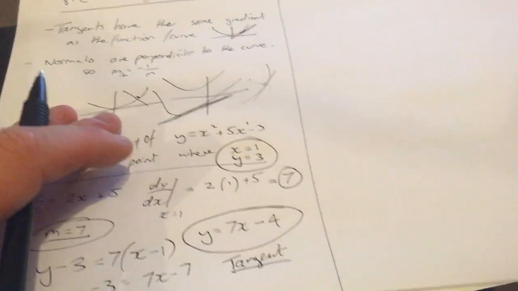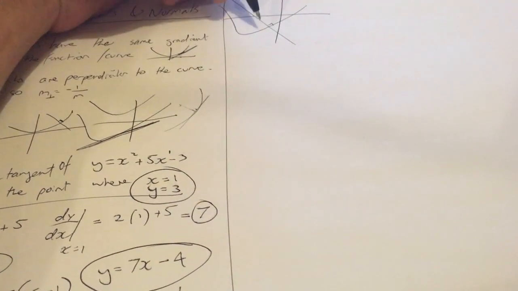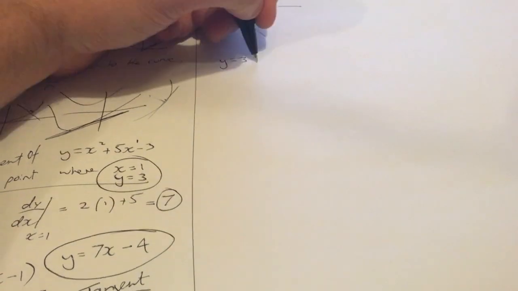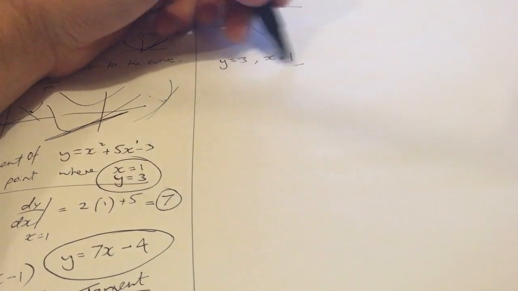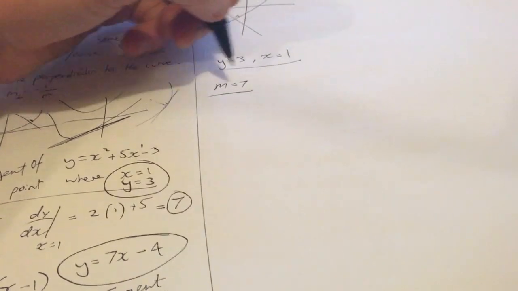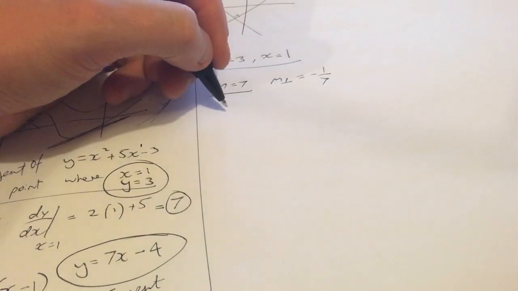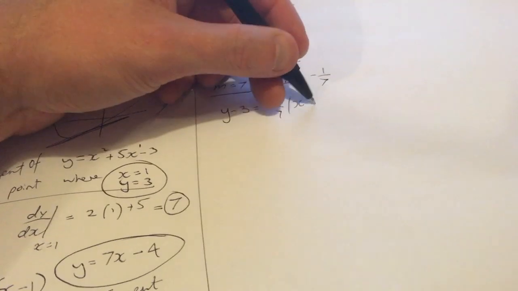Cool, right, next bit, we're going to try and find the normal to the same curve. This is going to be the line at right angles to our curve. Same idea again: we still know y equals 3 and x is 1, so we put in the same point. The gradient would still be m equals 7, so our perpendicular gradient, because we're talking about a normal now, is going to be minus 1 over 7. This is going to turn out horrible. So y minus 3 equals minus one seventh times x minus 1.